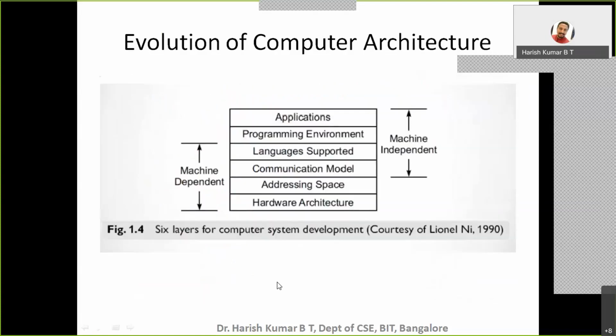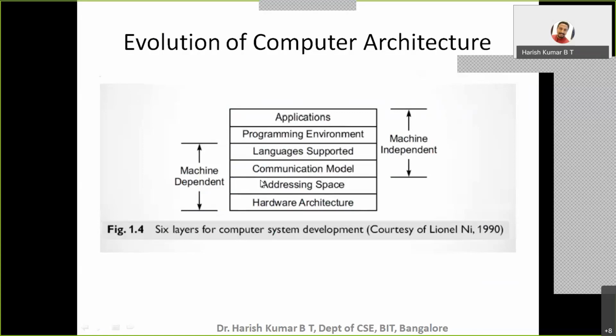Okay, next. Now, evolution of computer architecture. This is the layered architecture. Now you have the hardware, addressing space, communication model, and then languages supported, programming environment, applications. One thing you have to understand more here is machine independent and machine dependent. From this layer to this layer are machine dependent. And these two layers in between are languages supported and the communication model. Applications and programming environment are completely machine independent. That means they can be easily ported from one hardware platform to another.